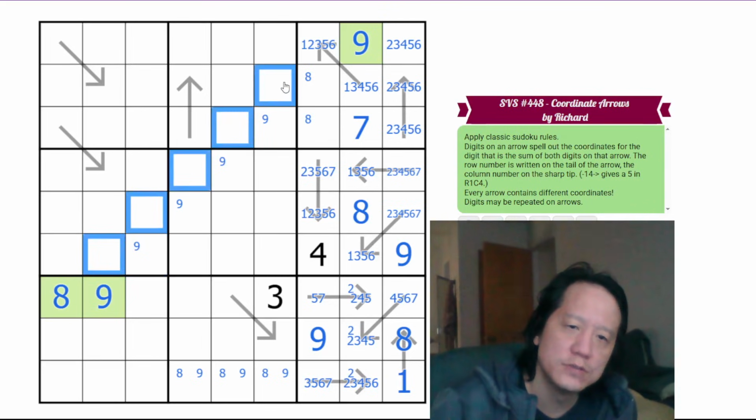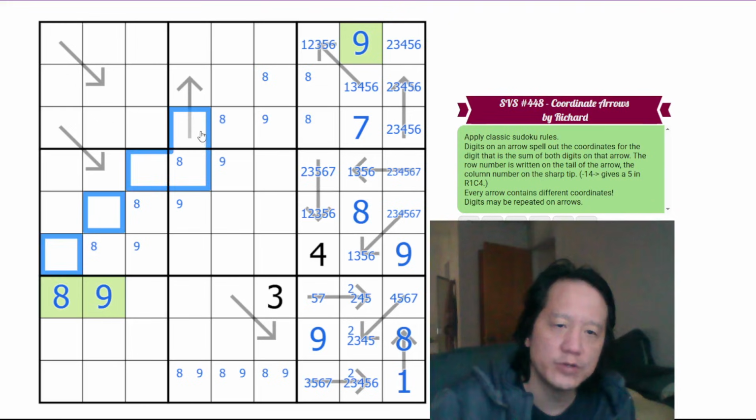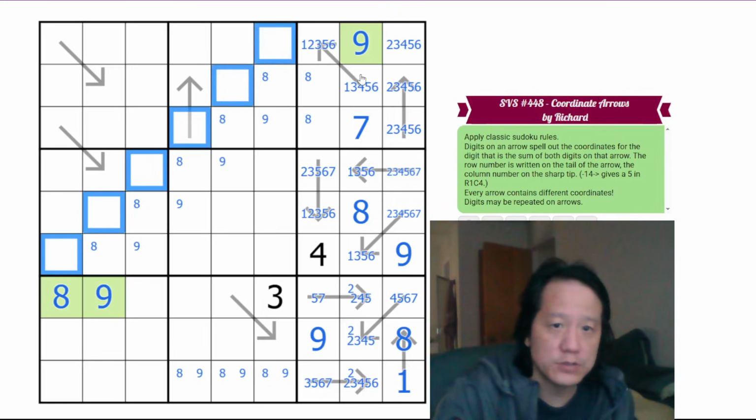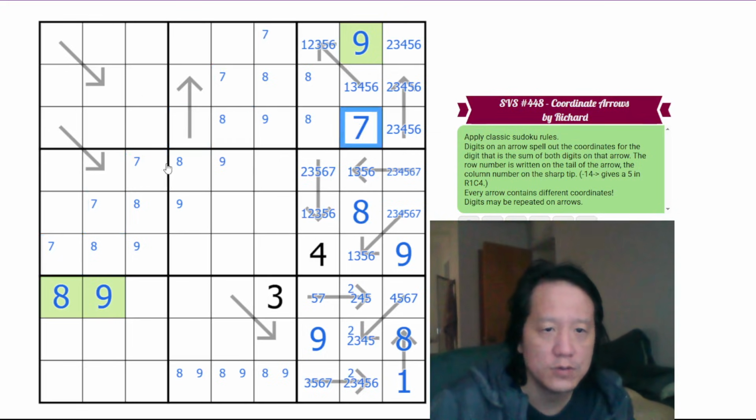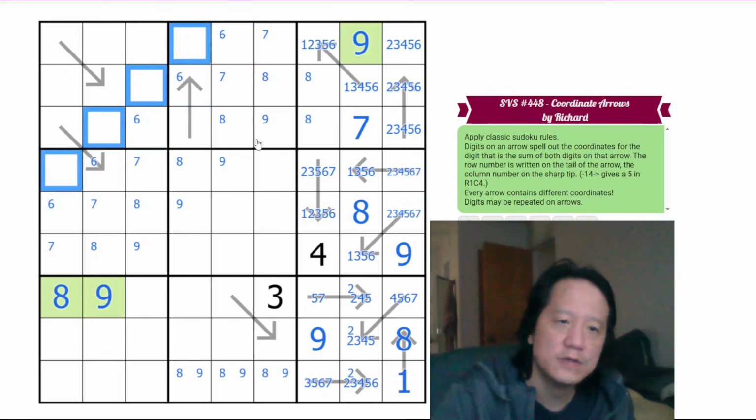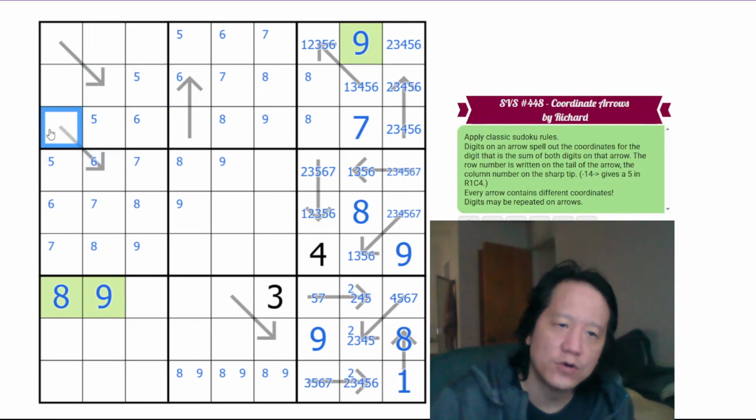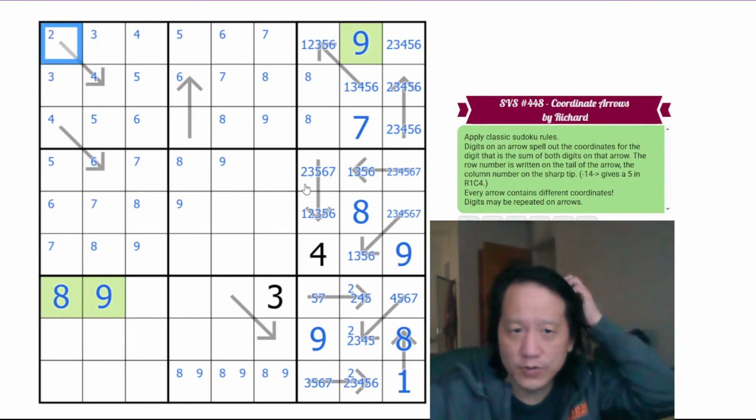8s. These are possible 8s. 7s could be here, but you could only have 2 7s. That's interesting. So only 2 7s possible. This can't be 7 because of 7 in the row. 6s could be here. 5s. 4. 3. And 2. So how many arrows do we have?